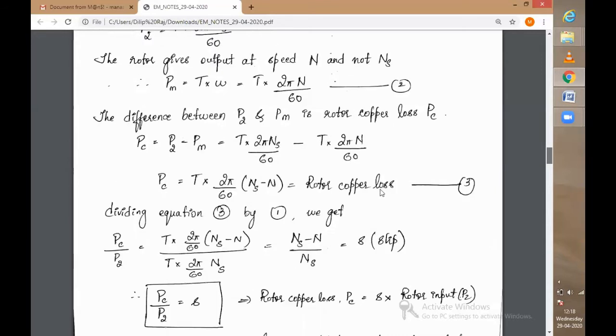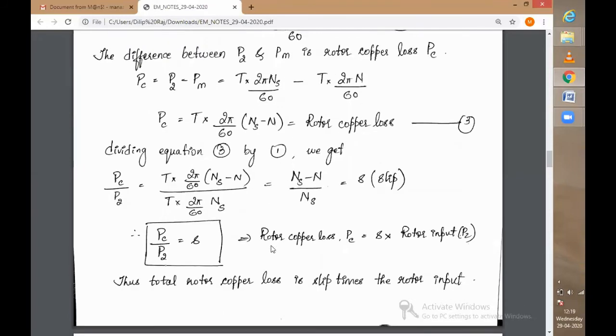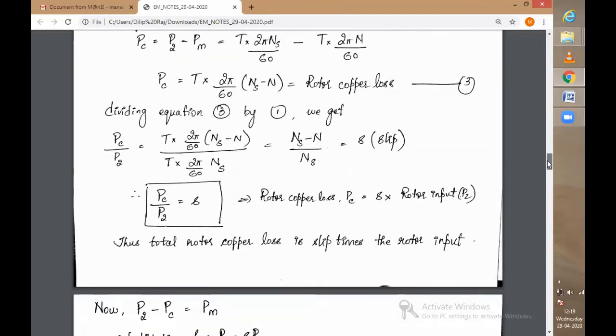Let us consider equation 3 by equation 1. Equation 3 is the copper loss, equation 1 is the rotor input. Taking the ratio, the terms T into 2 pi by 60 in numerator and denominator get cancelled, leaving us Ns minus N by Ns. This entire term gives us the slip of the induction motor. So PC by P2 is equal to slip, or the rotor copper loss is slip times the rotor input. This is the relation between rotor copper loss and rotor input.